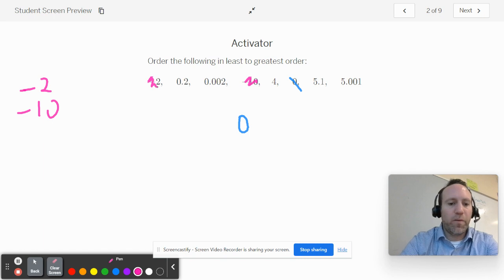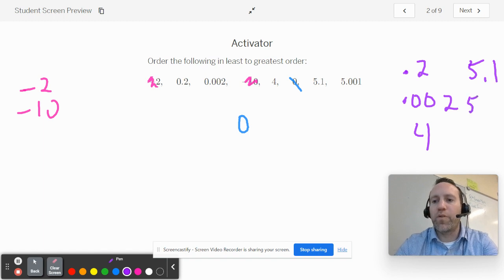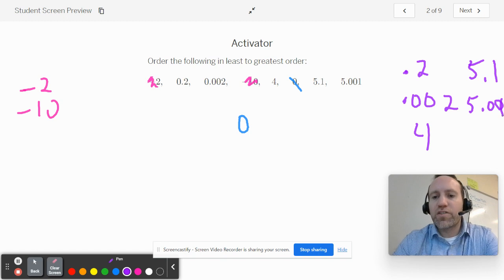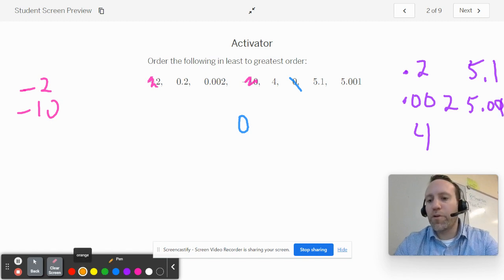And then if we look, we have more positive numbers than negative numbers. So we have 0.2, we have 0.002, we have 4, we have 5.1, and we have 5.001. Run out of space there. So if we take a look at this, let's look at the positive numbers first. Which one is the smallest positive number? Now we know it's not going to be one of the 5s, and 4 is definitely bigger than anything with a decimal in front of it.